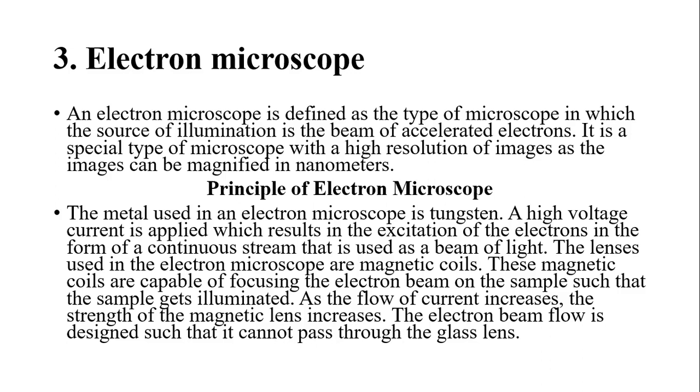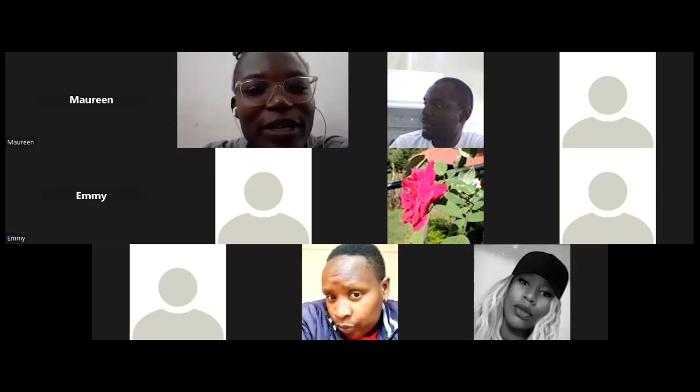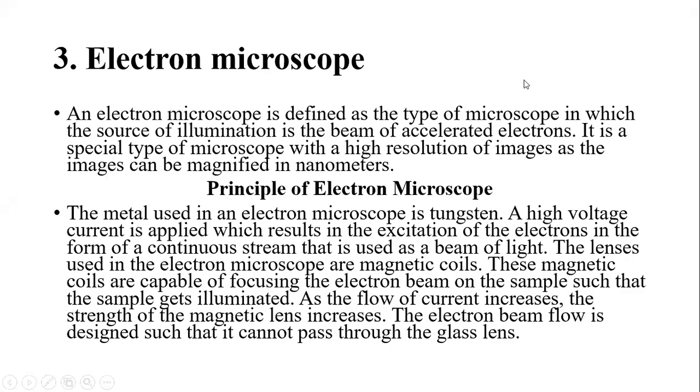Okay, a high voltage, let me help Joanne. A high voltage current is applied. Are you listening? Are you hearing me? What has happened? Oh, my network. I think I have a problem. Maybe just give me a minute. Okay, sorry. Let me now share. I had a problem with my internet. We were in the electron microscope, and Joanne was taking it. Please continue. We'll continue from principle.